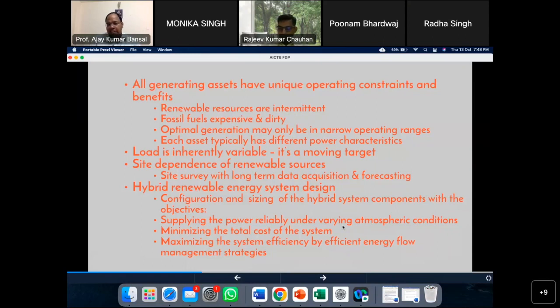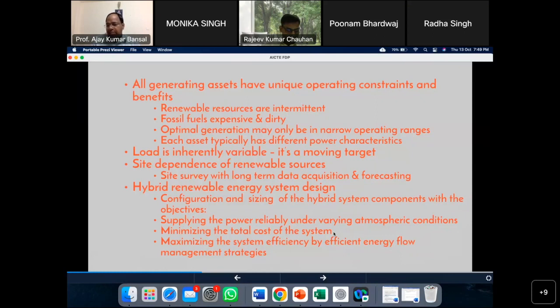So this is the main objective of the hybrid energy system design, that we have to supply the power reliably. Then we require that when we design the system, the total cost of the system must be minimum. And then we want to maximize the efficiency of the system with the help of efficient energy flow and management strategies. So these are the major objectives which we want to achieve when we are talking about hybrid energy system optimization.